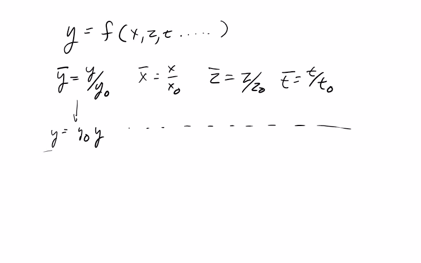You substitute these values into your original equation, and then you divide everything such that you get y bar equals a function of x bar, z bar, t bar, and so on. When you divide, you're going to end up dividing everything by y0, and that gives you this equation. Then you can go back and decide what is y0, what is x0, what is z0, what is t0. You are allowed to choose what is a relevant parameter later. But that's the basic scheme.